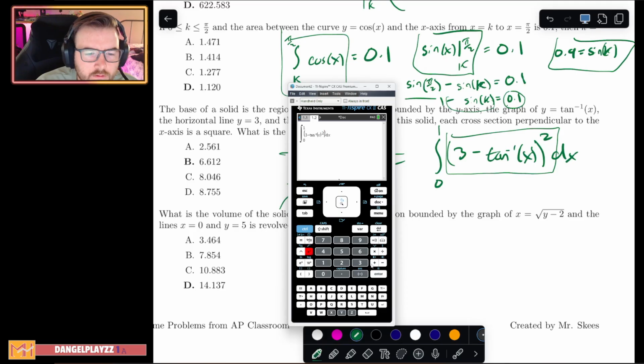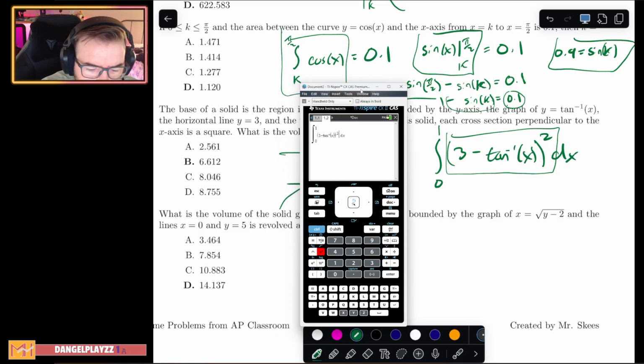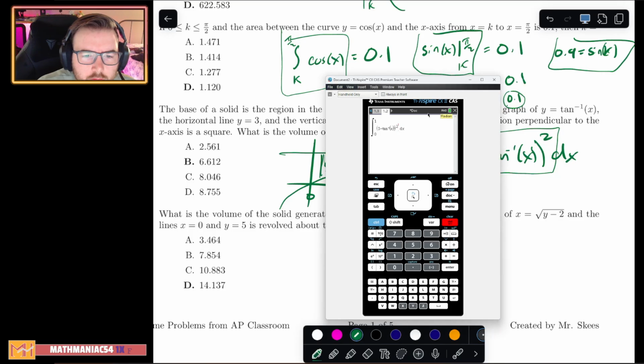I don't think I'm putting that in the right spot. It looked like it was only squaring the... There we go. That looks like it's squaring the entire thing now. Is that kind of small for you? Control plus. I hope it's legible. And hit enter, and we get the decimal 6.612, which is option B.